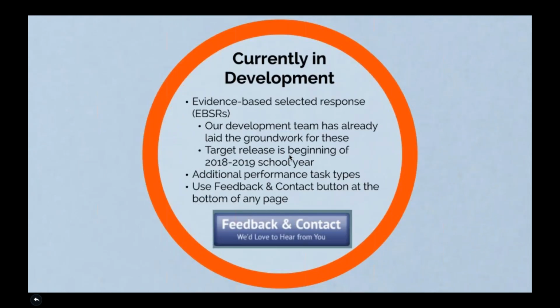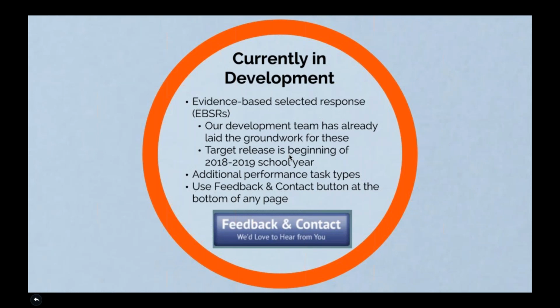You might be interested in what we currently have in development, and that is evidence-based selected response items. Those are coming in our system. We've already laid the groundwork for those, which was a big task. It's something that you can't notice, but our development team has already gone in and laid the groundwork to being able to select multiple answers on a question, and it's going to look like a multiple choice question. So it wouldn't actually be a performance task, it would be just a regular question type for the student. And our goal is to have those ready by the beginning of next school year.